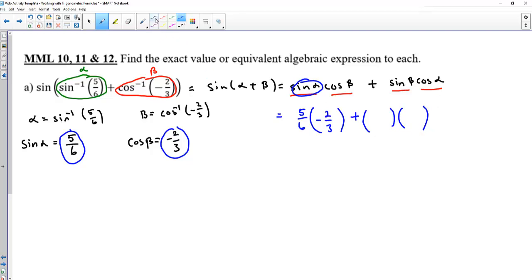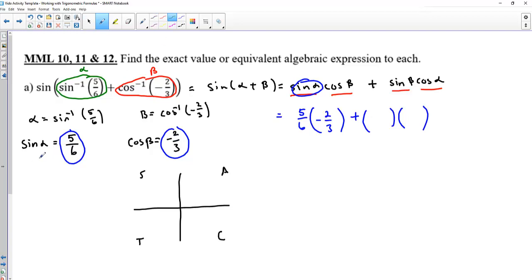And the way that we're going to find them is we're going to bring out again our old friend, All Students Take Calculus. So we're going to recreate just the part of the unit circle we need, and we can find the values for cosine of beta and cosine of alpha. So how are we going to do this? Well, alpha is equal to sine inverse of 5/6. So sine of alpha is equal to 5/6. So really we're solving a trigonometric equation, but this one, remember, only has one answer.